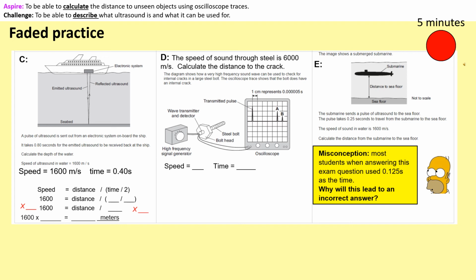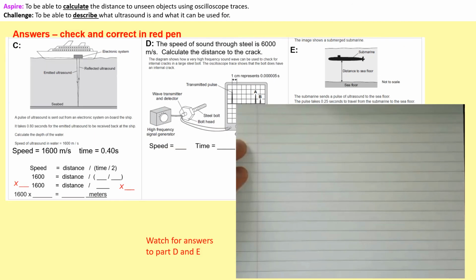Okay, that is the end of the time for this activity, so let's check our answers. Okay, grab your red pens and let's check our answers. So, on part C, we had speed equals distance divided by time. So we had 1,600 equals distance, and the time was 0.4, and we divide that by 2. Now, if you do that, you get 1,600 equals distance divided by 0.2. Therefore, in order to rearrange this to make distance the subject, we've got to multiply both sides by 0.2, which ends up with 1600 times 0.2 equals 320 meters.